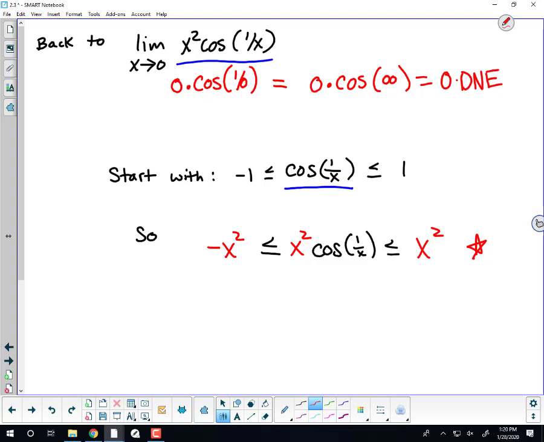Remember, we don't necessarily need it to be true for all x values because we're just evaluating the limit as x gets closer and closer to 0. So we would hope that when we look at this visually, as we get closer to the origin, it's pretty clear that negative x squared and positive x squared are sort of the upper and lower bounds of that function in the middle.